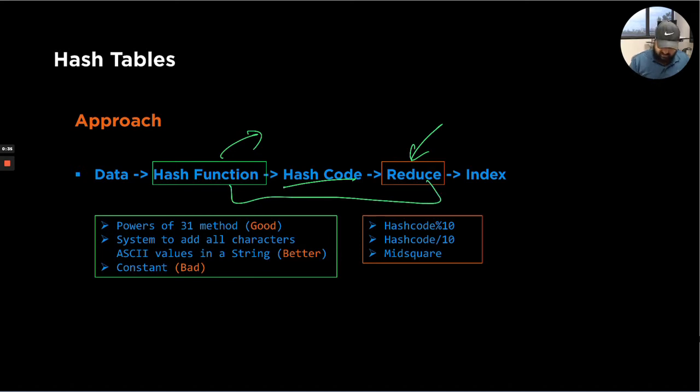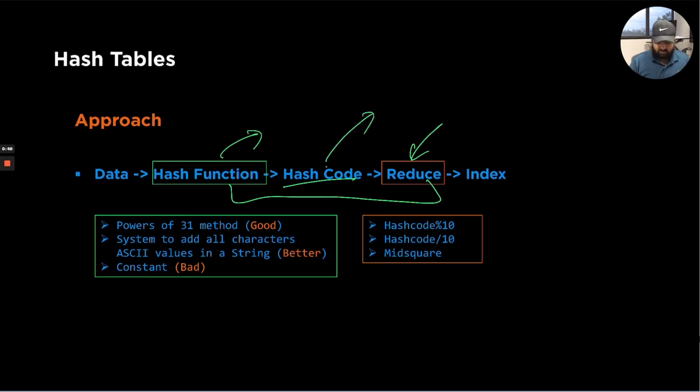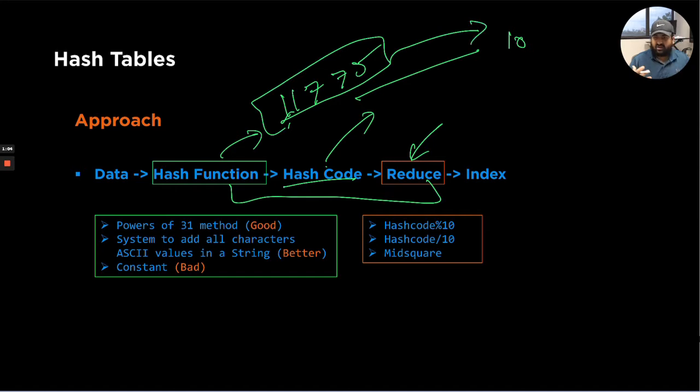This reduce step allows us to map the hash code, which might be longer than the size of our hash table. Let's say our hash table is of size 10 and we have a hash code like 11775 for some object. This index is not there in our initial hash table because we have confined it to a smaller size like 10 or 100.